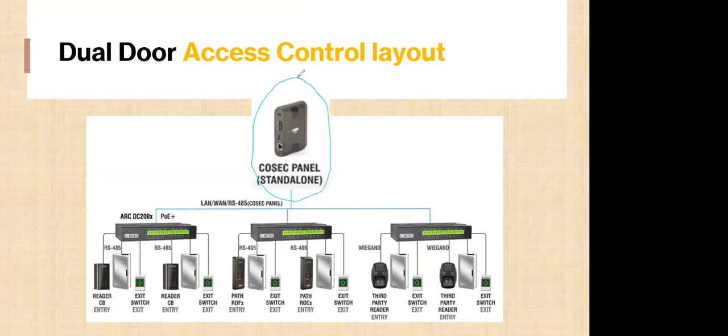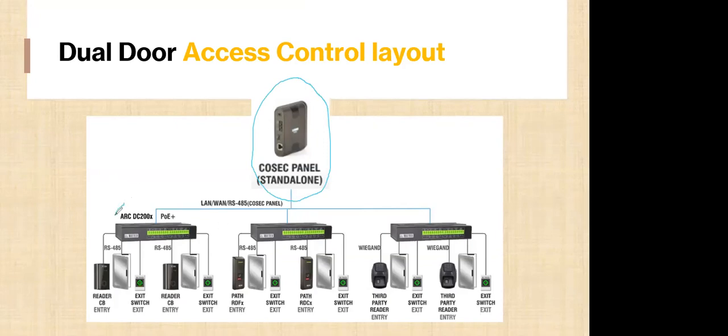Okay. Can you explain how that works? Because I'm not so familiar with that. So basically, with VPN, you'll be able to connect every panel wherever you connect the ARC 200. They will be able to connect to the COSEC panel at the top.